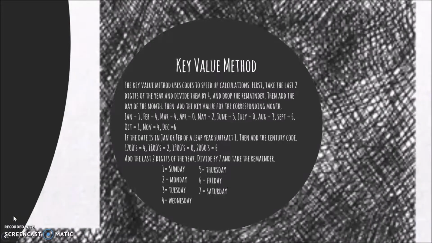Key value method. The key value method uses codes to speed up calculations. First, take the last 2 digits of the year and divide them by 4, and drop the remainder. Then add the day of the month. Then add the key value for the corresponding month.